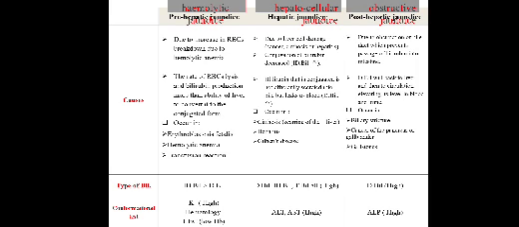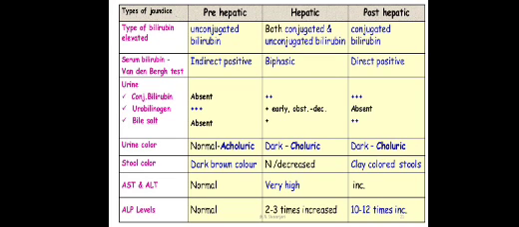The causes are biliary stricture, cancer of the pancreas or gallbladder, and gallstones. Here only the direct bilirubin is high, so this is a conjugated hyperbilirubinemia. And one important test which gives you the idea whether it is hemolytic, prehepatic, hepatic, or posthepatic is alkaline phosphatase, which is very high in posthepatic jaundice.